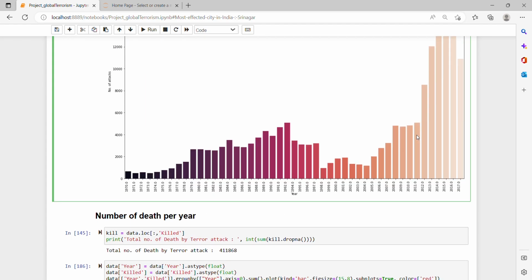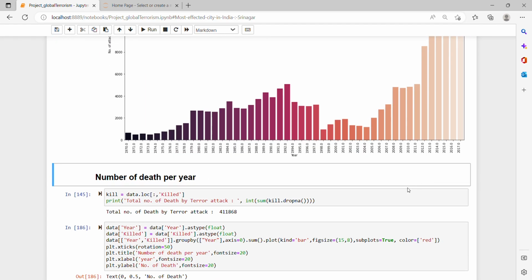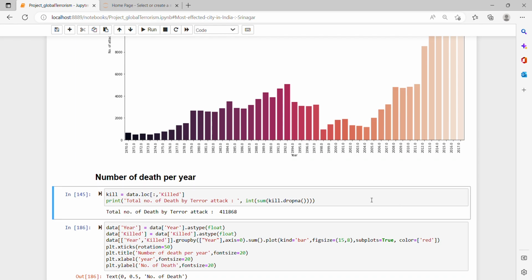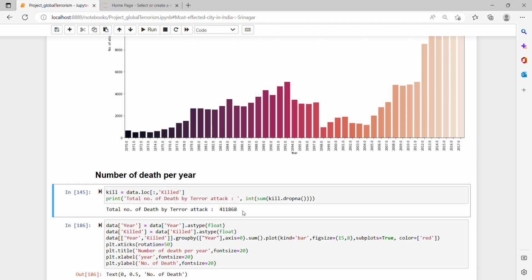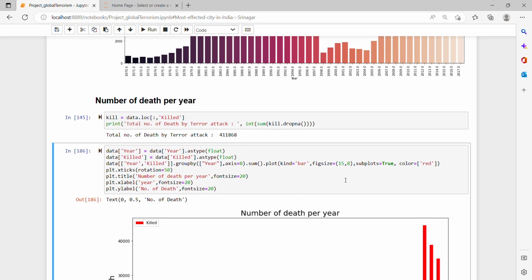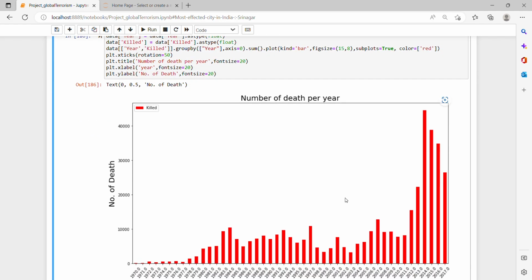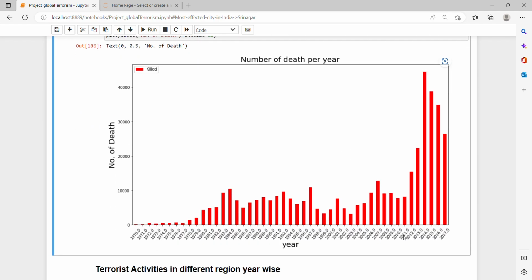terror attacks. Now moving to the number of deaths per year, first I have derived the total number of deaths by terror attacks, and that is 4.11 lakh deaths. Now coming to the number of deaths per year, I have derived this graph in which we can see that the major deaths occurred after 2012, as the number of attacks also increased, and the major death toll was in 2014, as you can see here by this bar graph.